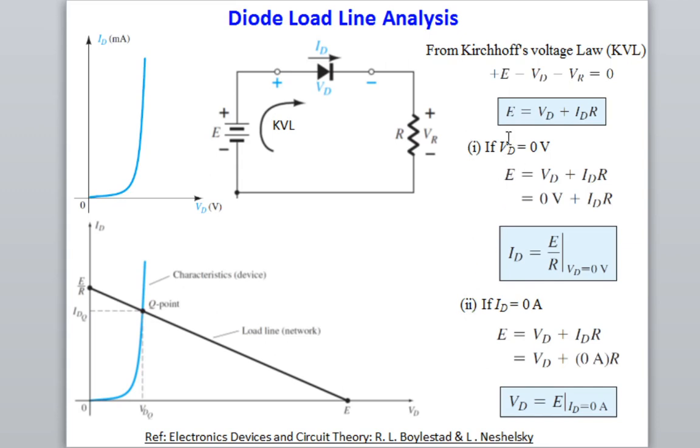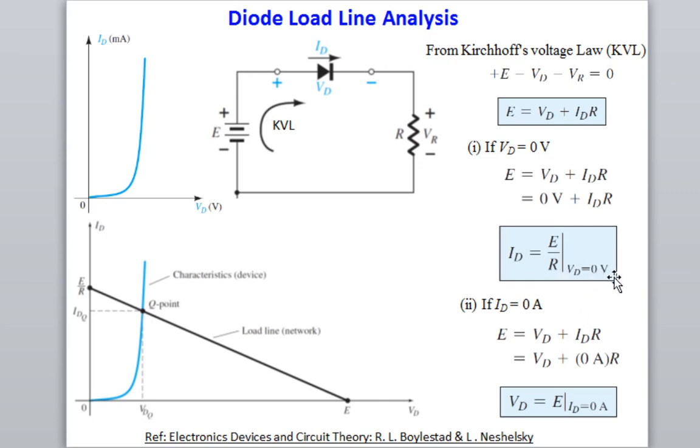First, if the value of VD is equal to 0, on the x-axis this is VD. If VD is equal to 0, this will give the maximum possible value of diode current which can flow through the diode. That is why I have taken VD equal to 0. If you take VD equal to 0 in this equation, you will get ID equal to E upon R.